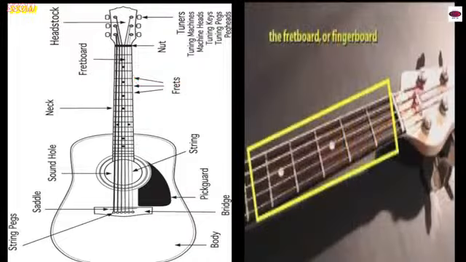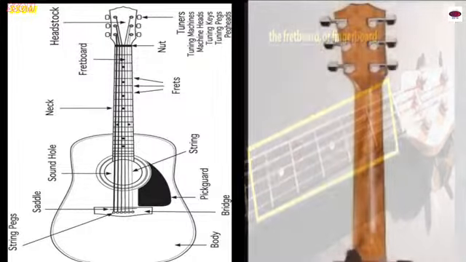The fretboard. A fretboard is a space between two frets. A lot of people mistake the fretboard and the neck of the guitar as the same thing. This is not the case. The fretboard is the long wooden section of your guitar that holds your strings and your frets.